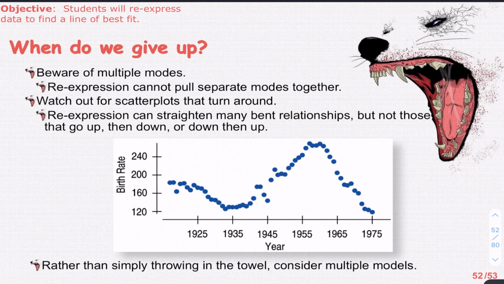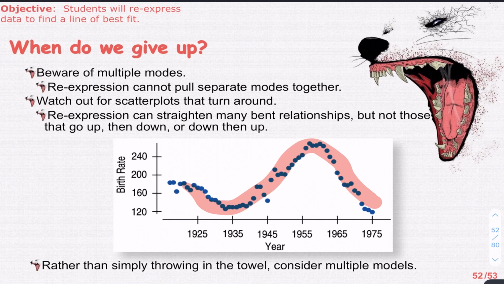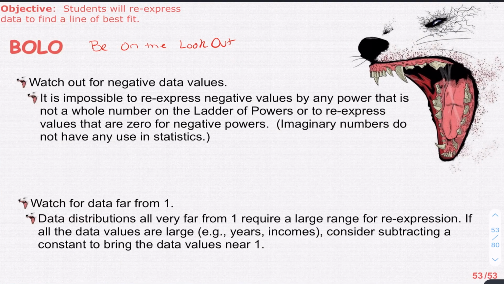Beware of multiple modes. When we have multiple modes, high points and low points, this is a point where we cannot just find an x cubed function or an oscillating function that fits this. We might be better off, like we did before, of strictly looking at portions of this model to linearize. Re-expression can straighten many bent relationships, but not those that go up, then down, or down, then up. So rather than simply throwing in the towel, consider multiple models. That is the strategy.